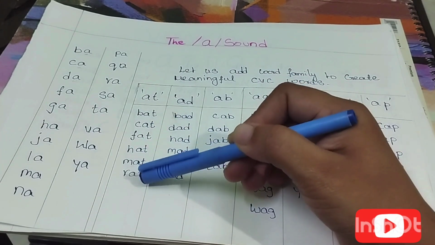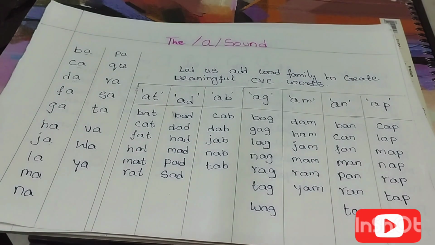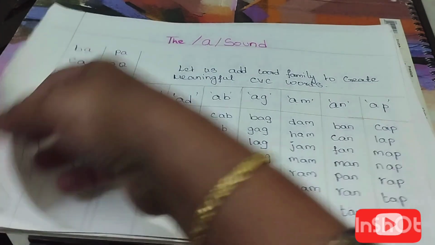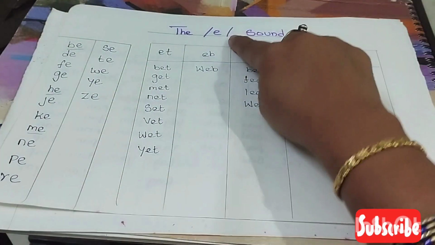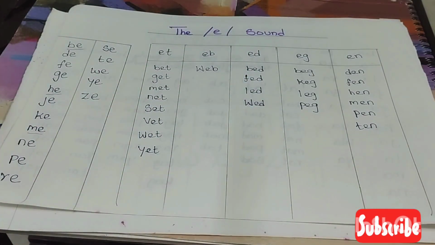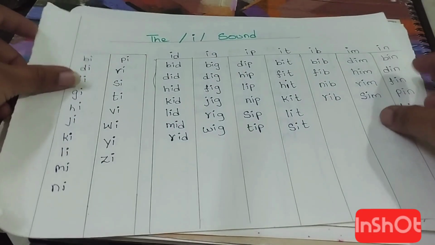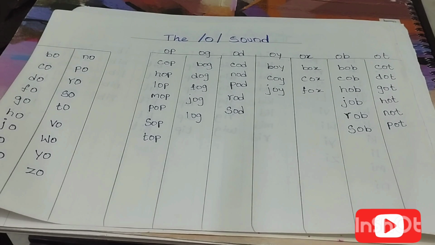And now you are seeing A sound words, A family words. And then we have to teach them E sound words, E family words. And then we have to teach them how to read I sound words, O sound words, and then U sound words too.